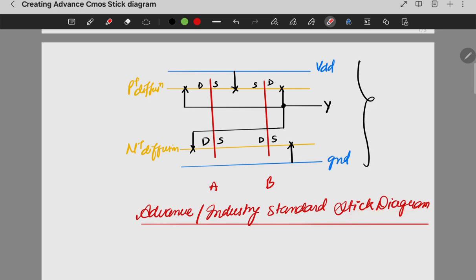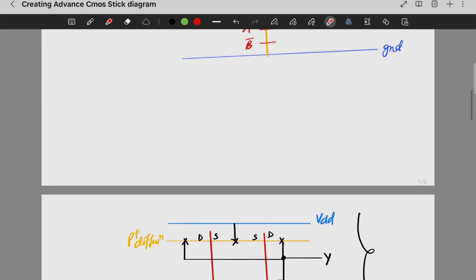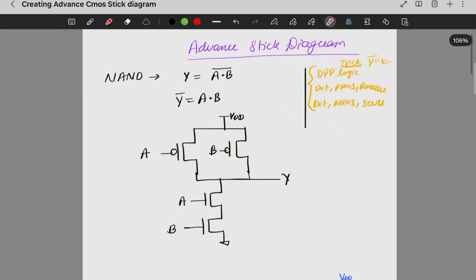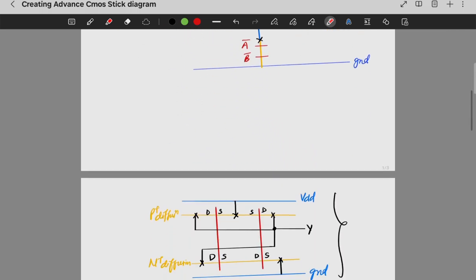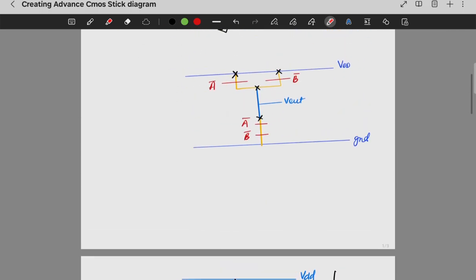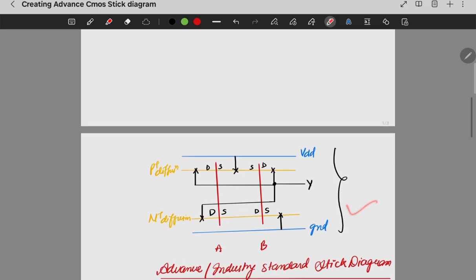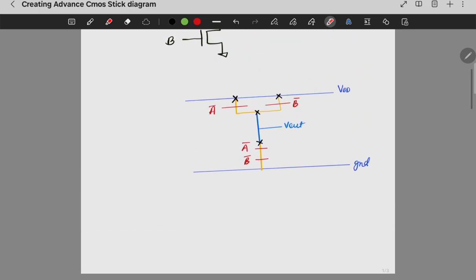And this type of question maybe the interviewer can expect from you if you have worked on layout, or if you have learned anything regarding the layout. So in this video, our main target would be to understand how we can shift from this stick diagram to our advanced one, and this requires a basic knowledge of layout, which we will see in a further video.